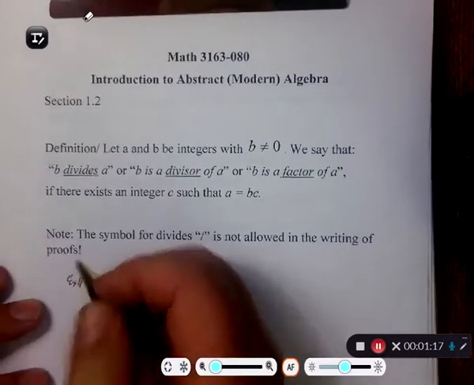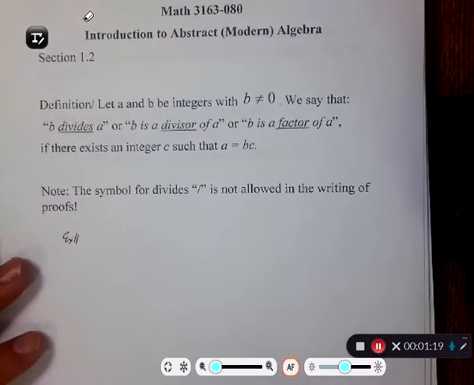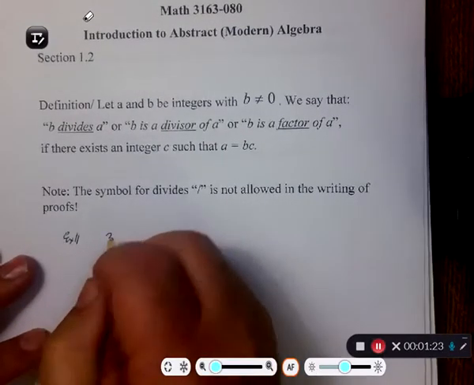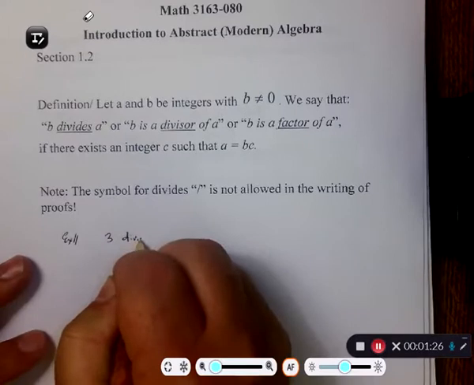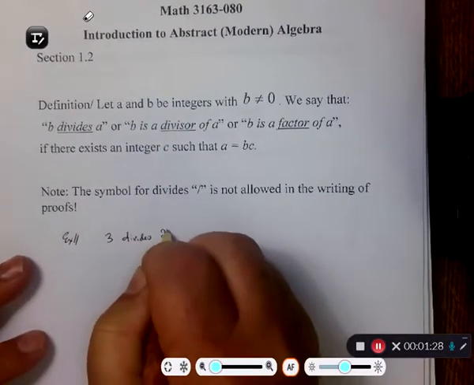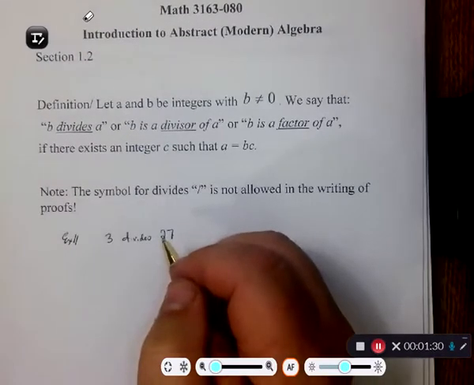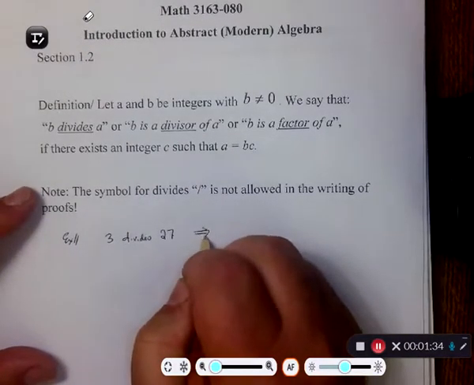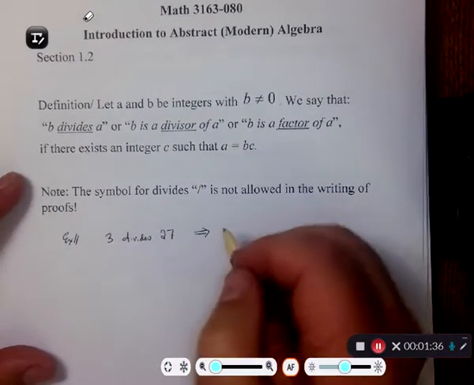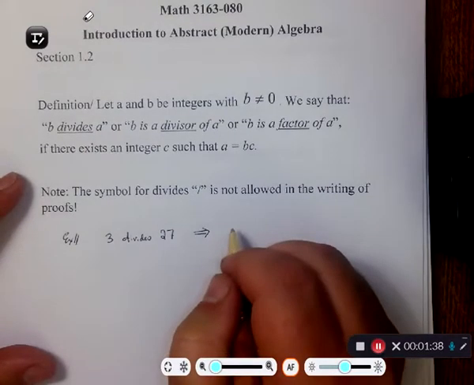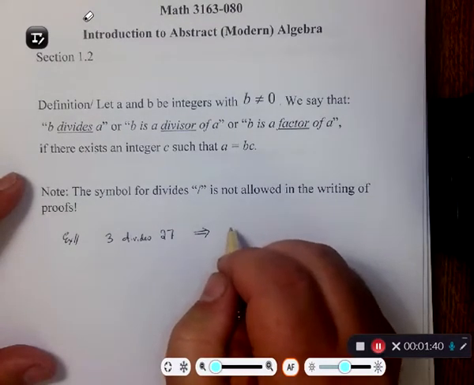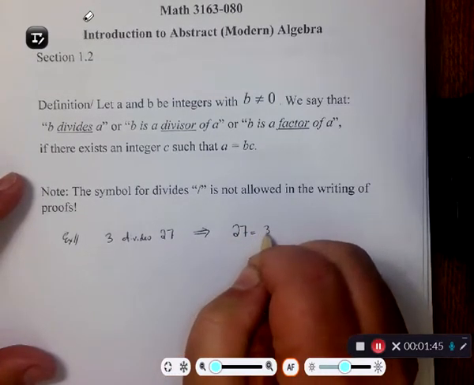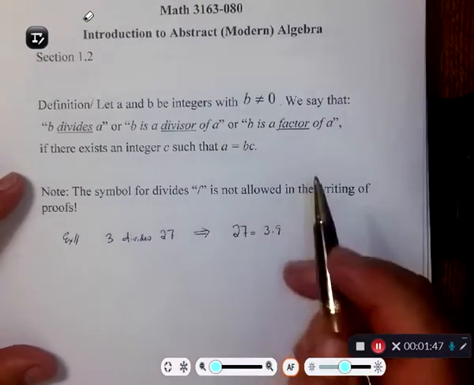So with this being said, we have some examples here. Let me write up my examples. I'll slide this up a little bit so you guys can see this. We know that 3 divides 27. Now, why does 3 divide 27? That will actually imply, and I'll use some symbols here, but when you're writing a proof, you don't get to use that. 3 divides 27 because there exists an integer 9 such that 27 is equal to 3 times 9. You can write an equation.